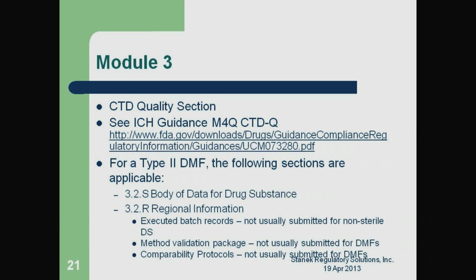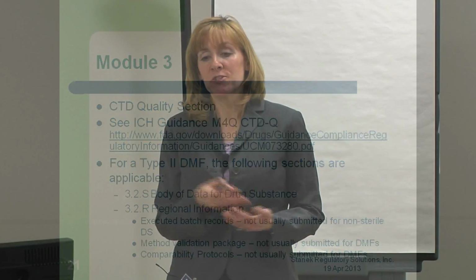What companies use a comparability protocol for is to reduce their reporting requirement for a change. So since you're a DMF and you just submit all your amendments, there's no review and approval, this doesn't really buy you much. If you know that you're going to make some kind of change and you're working with your applicant, you may want to work with your applicant and say, we're thinking of adding a new site for this intermediate or for the final API. Maybe we can work together and put a comparability protocol into your ANDA, and that would reduce their reporting mechanism potentially.